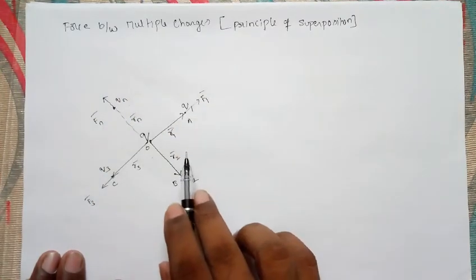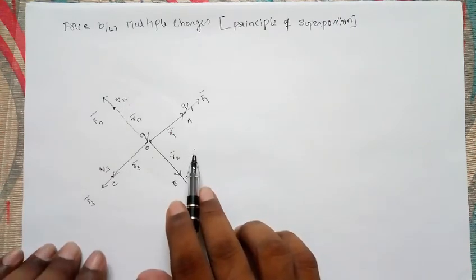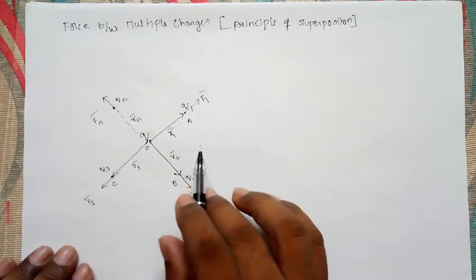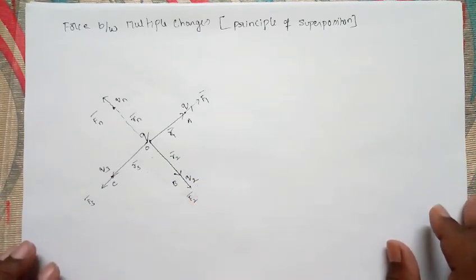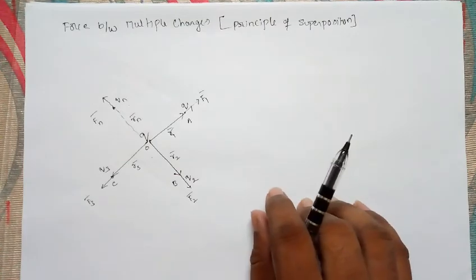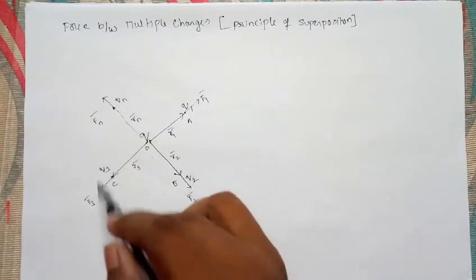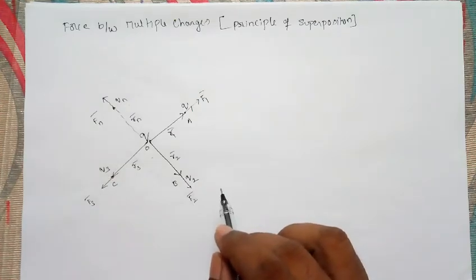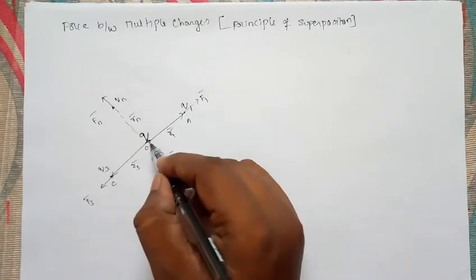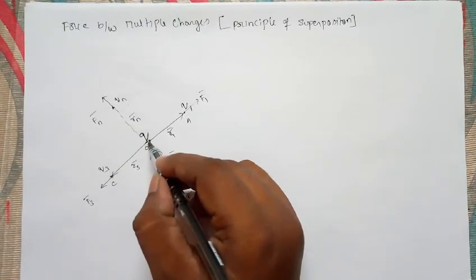Now for the total force, we will take all of this in vacuum. You know, vacuum means the dielectric constant is 1. So the force acting on Q due to charge Q1, and the force acting on Q due to charge Q2, and so on, are F1, F2, F3 and so on. Similarly, the net force acting on the charge Q we can take as the vectorial sum of all these forces.